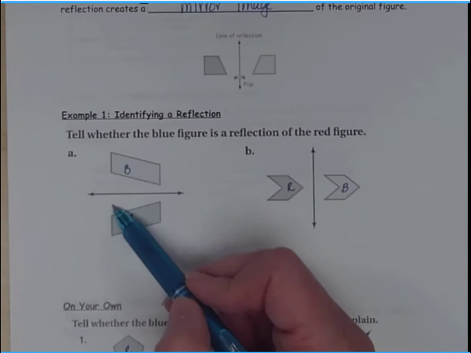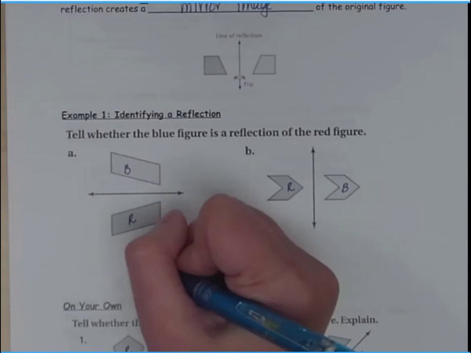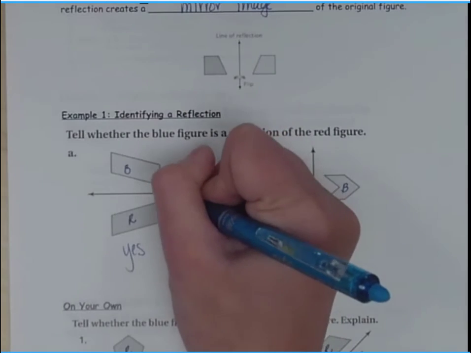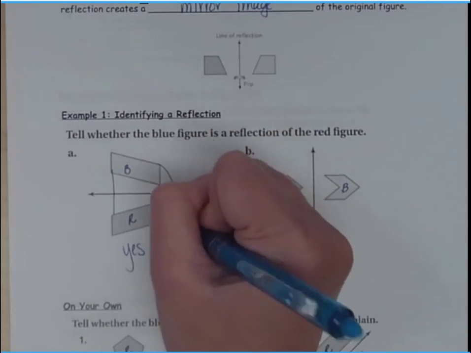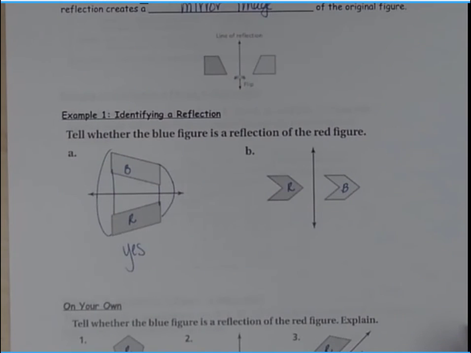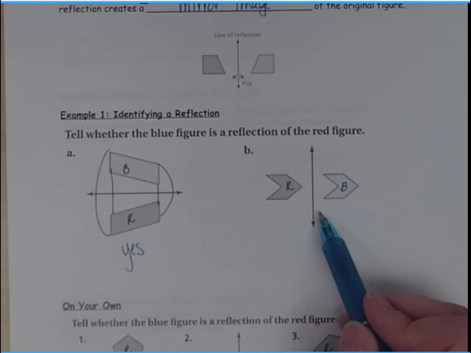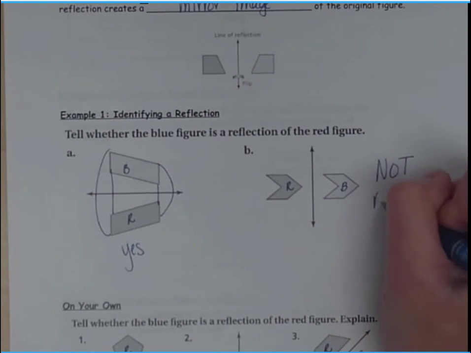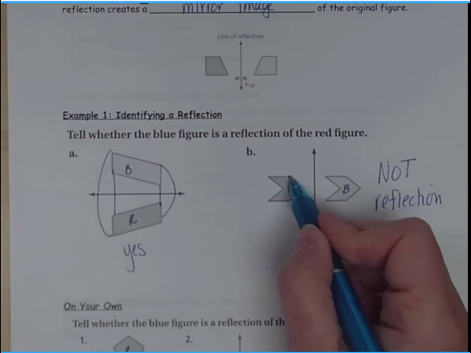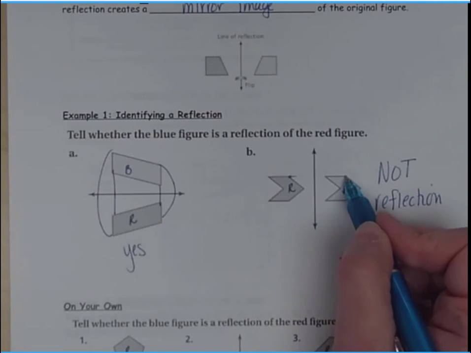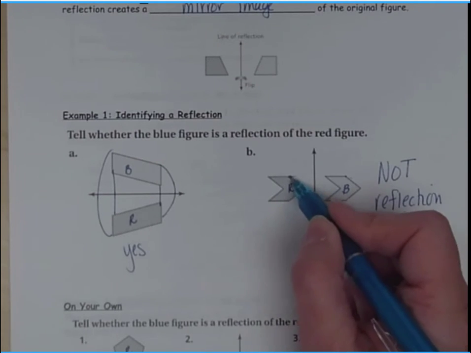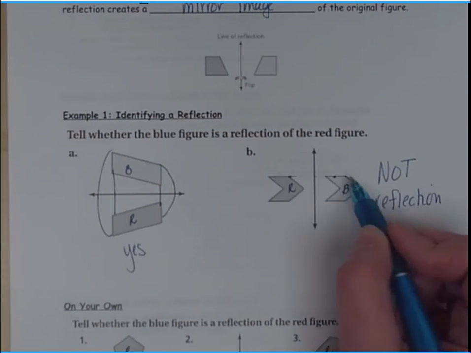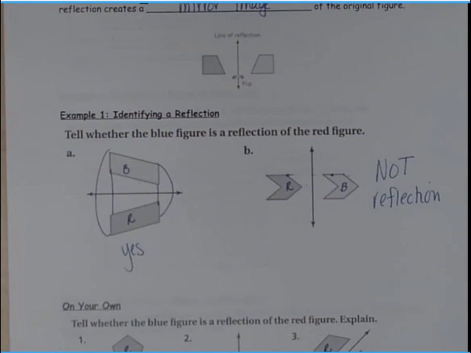Are each one of these points the same distance? And this here is, yes, here to here, here to here, same distance. Here to here, here to here, same distance. Now, this one is not a reflection because this point right here from here to here is not the same distance. It's not a mirror image. So if this were 3 points away, it should be 3 points away. So this is simply a slide.